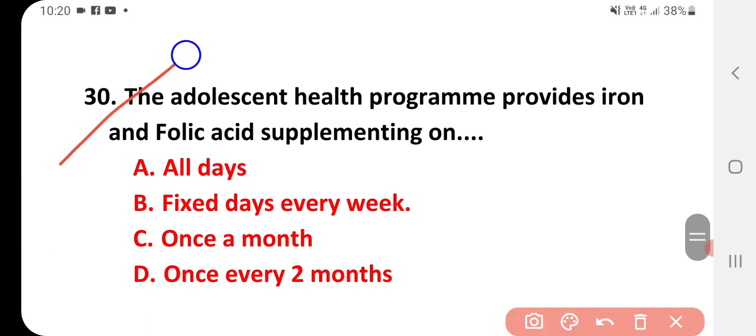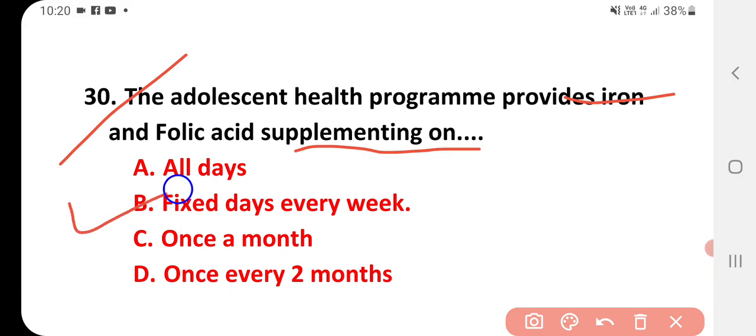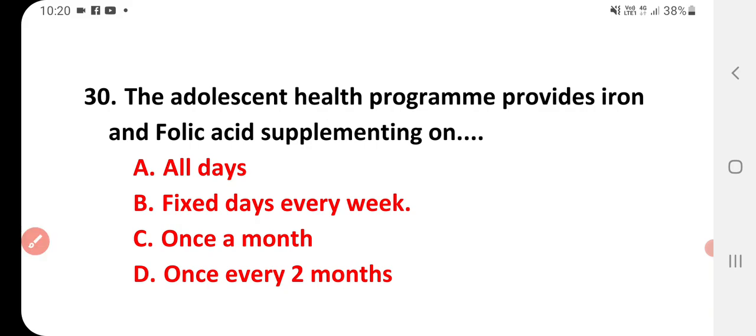Next 30, the adolescent health program provides iron and folic acid supplementation on all days, fixed days every week, once a month, once every 2 months. So adolescent health program provides iron and folic acid supplementation on a fixed day every week. So option B is the correct answer.